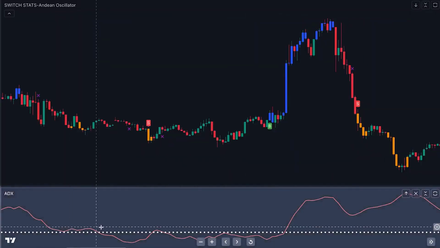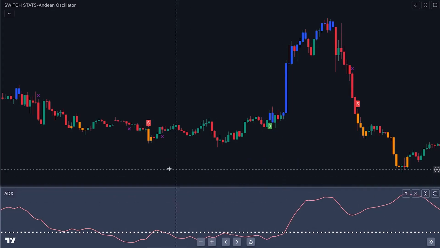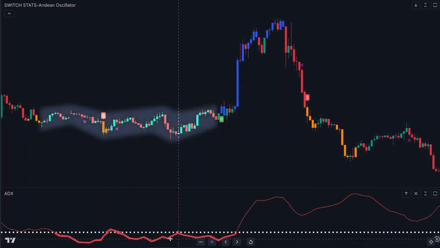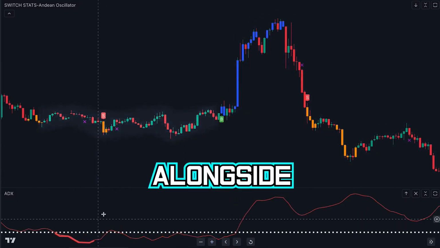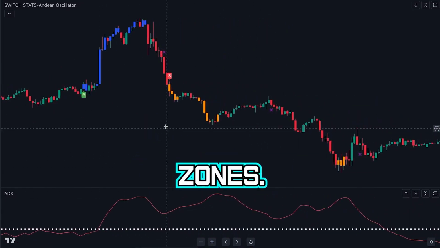The ADX indicator, also called the average directional index, is used to determine confluence in the strength of the trend. When the line is above the 20 level, this is typically considered a strong trending market, and when below the 20 level, the trend is considered weak. Using this alongside the buy and sell labels of the Andean oscillator makes for great execution zones.